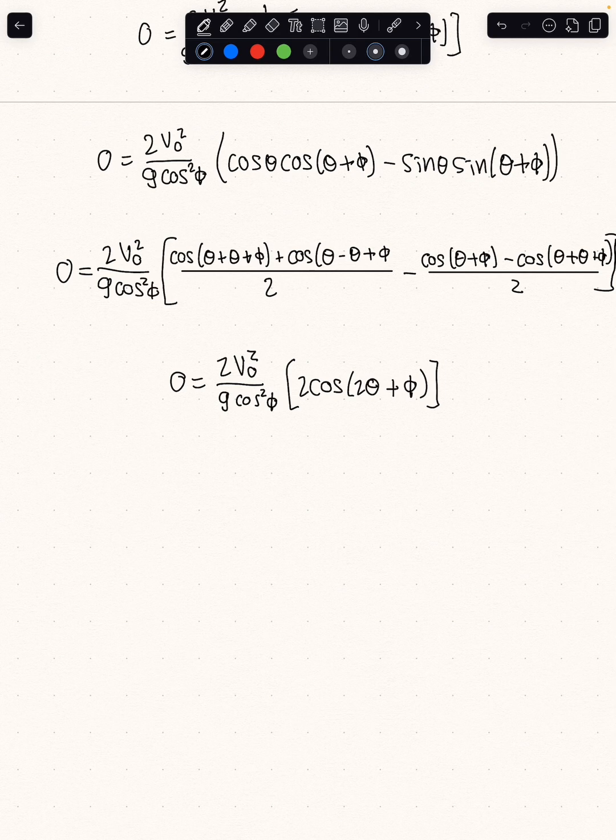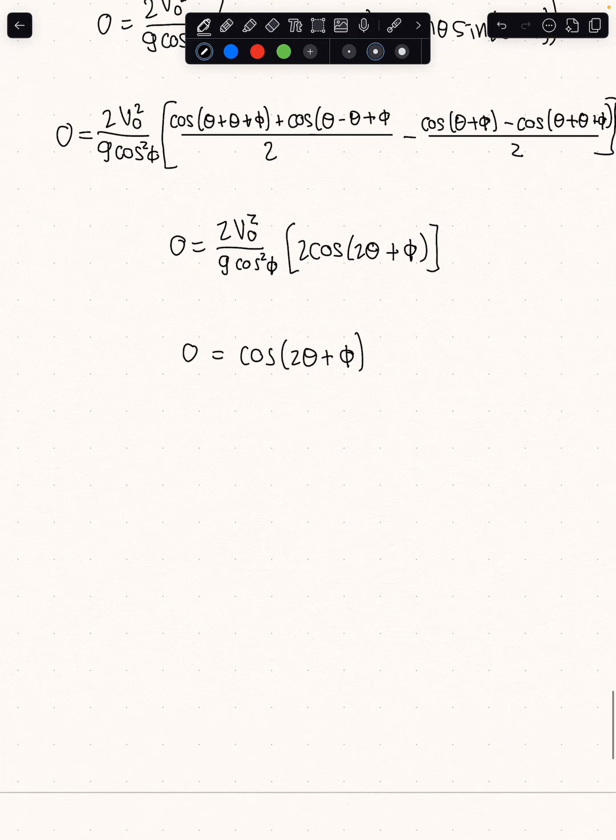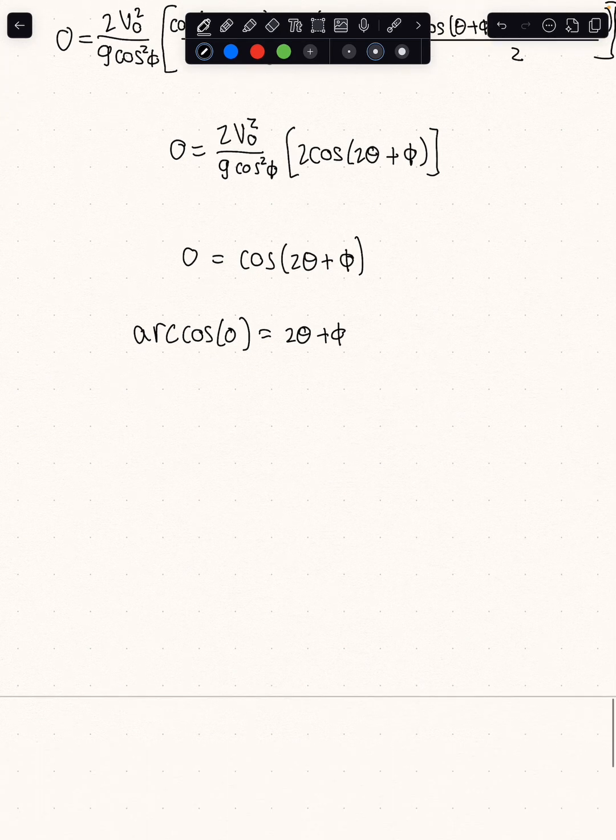Okay, now we need to find what theta is. So this term is 0 in cosine of 2 theta plus phi. Take the inverse cosine of both sides. The inverse cosine of cosine gets rid of that, so then we have just 2 theta plus phi. The inverse cosine of 0 is pi over 2, so 2 theta plus phi equals pi over 2.